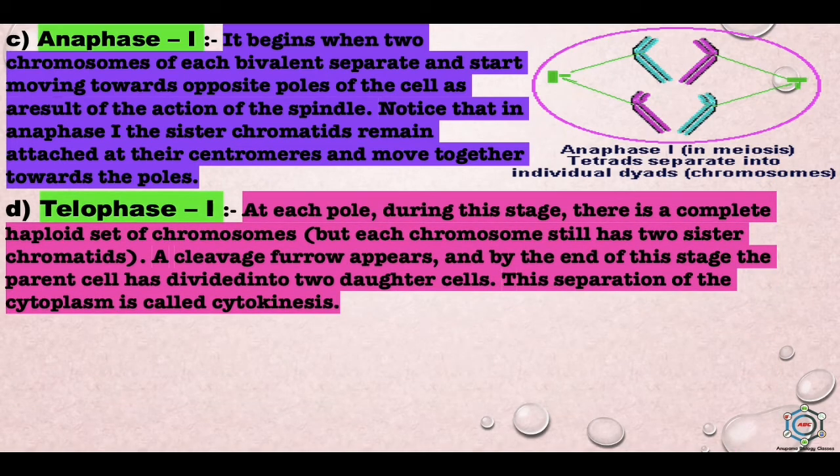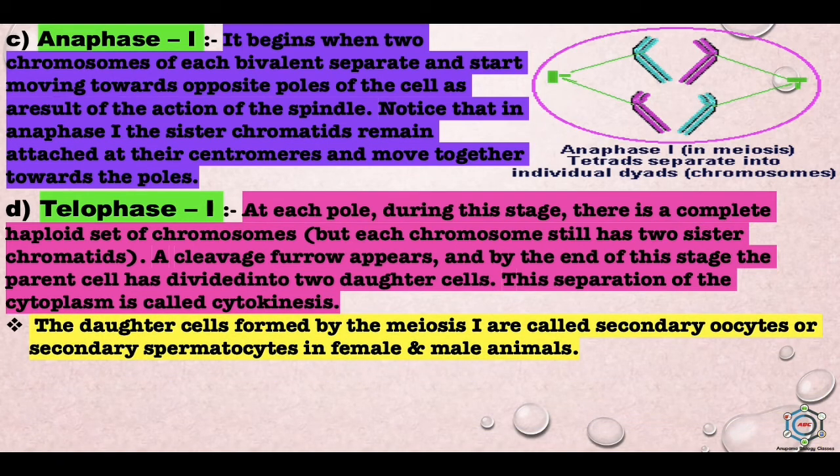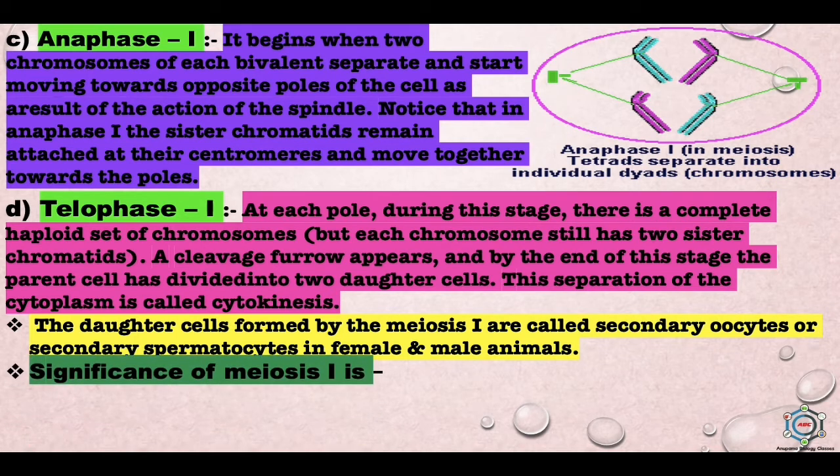Next is the telophase first. At each pole during this stage there is a complete haploid set of chromosomes, but each chromosome still has two sister chromatids. A cleavage furrow appears and by the end of this stage the parent cell has divided into two daughter cells. This separation of the cytoplasm is called cytokinesis. The daughter cells formed by meiosis first are called secondary oocytes or secondary spermatocytes in female and male animals respectively. Now, what is the significance of meiosis first?